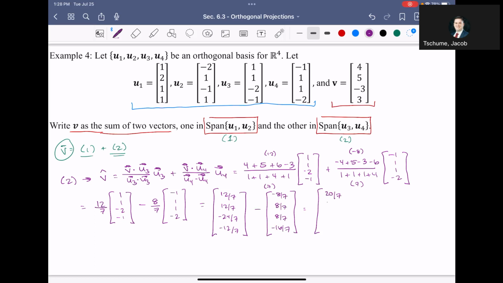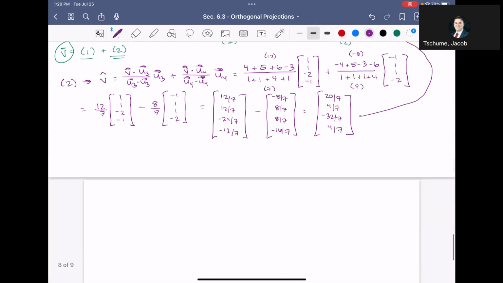12 minus 8 would give me 4 sevenths. Negative 24 minus 8 is negative 32 sevenths. And then negative 12, that'd be plus 16 would be 4 sevenths. So this vector answers the number 2 part. I'm going to go ahead and add an extra slide in so I have a little more room to do this.